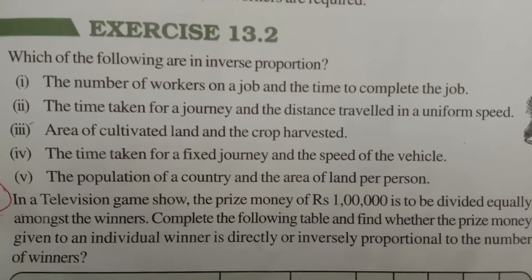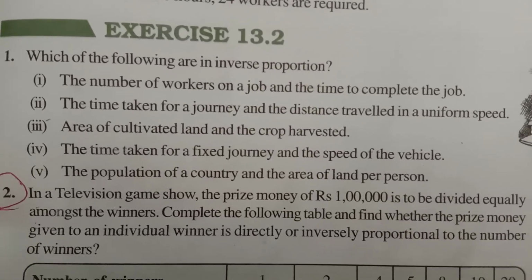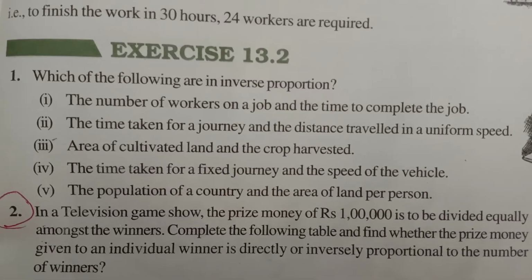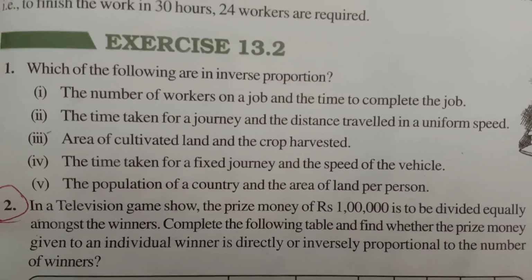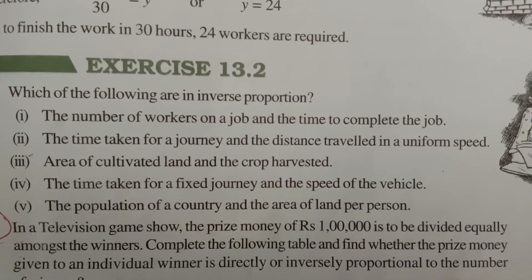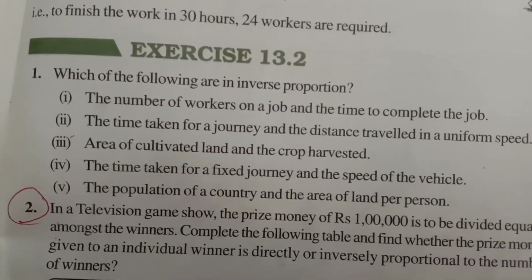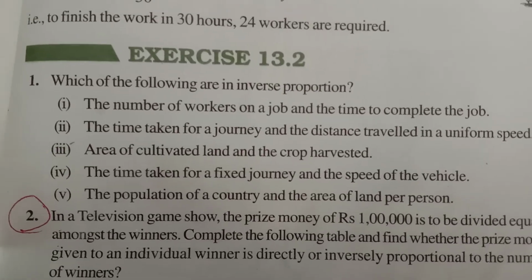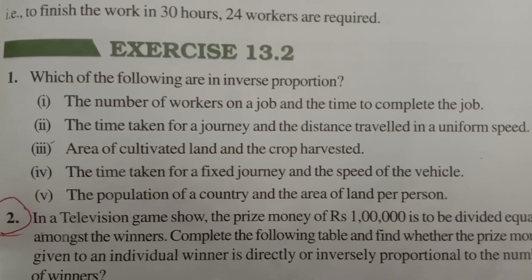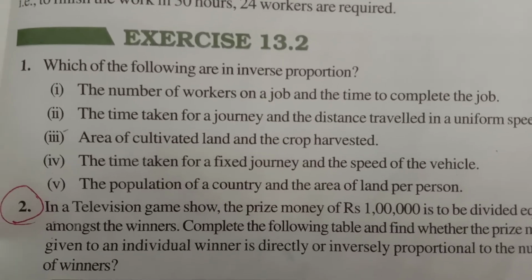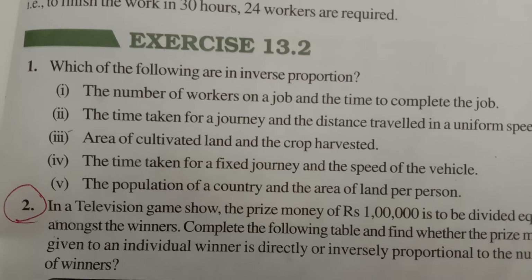Second situation. The time taken for a journey and the distance travelled at a uniform speed, time and distance covered. So we can cover in 1 hour 50 kilometers. In 2 hours how much can we cover? 100 kilometers. Means as the time increases, the distance also increases. So this is direct proportion. Now the third one. Area of cultivated land and the crop harvested. So as the cultivation of land increases, the crop harvest also increases. Here both are increasing. Therefore it is in direct proportion.